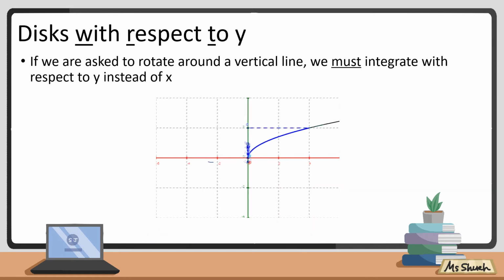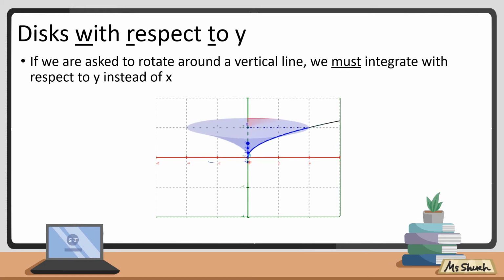If we're asked to rotate around a vertical line, then when we create this solid, we'll be creating horizontal discs. In other words, these cross-sections that we create will be perpendicular to the y-axis, right? So we will have to integrate vertically, per se. So our integral has to be built in an interval that is between y values. Because we are integrating vertically, we are going to be integrating with respect to y.